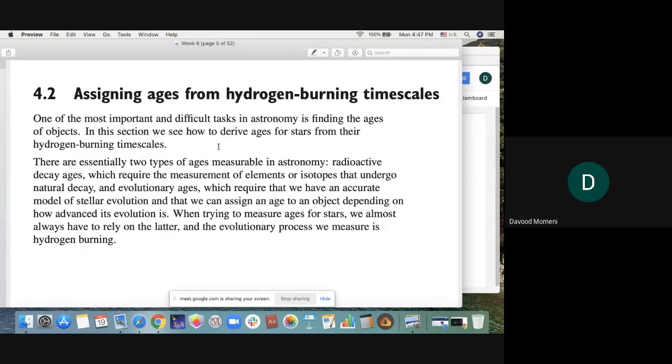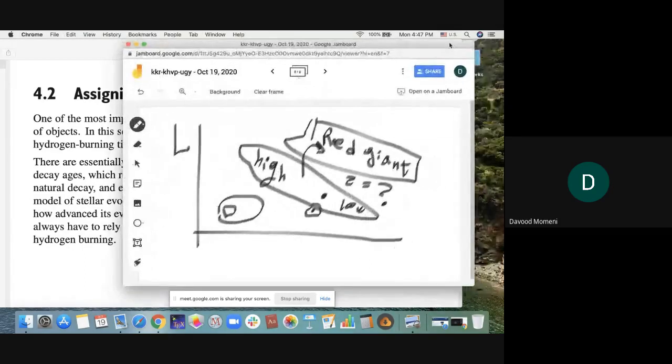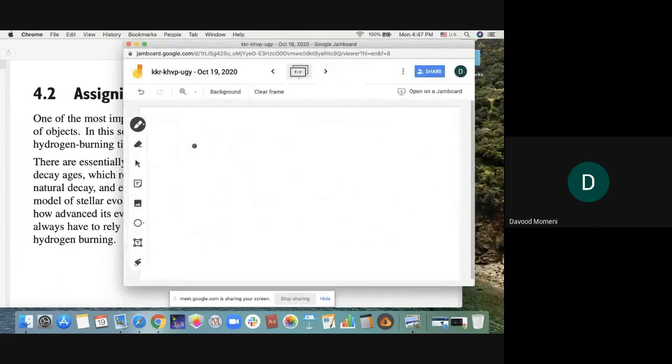We want to estimate the age, the time, from the hydrogen burning time scale. There are actually two types of measurements. You can measure two things: one is the time for the nuclear reactions, for example, the lifetime, which we call tau. The half-life is very important in physics.